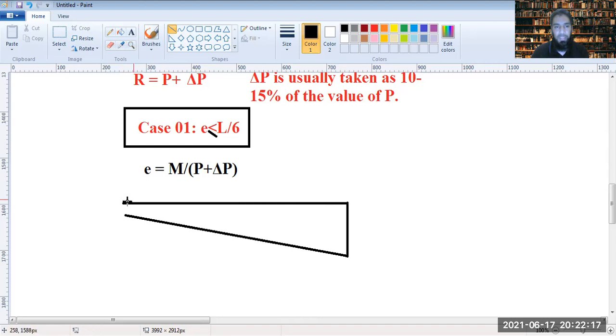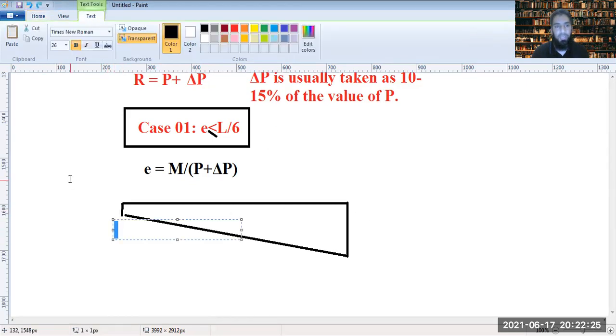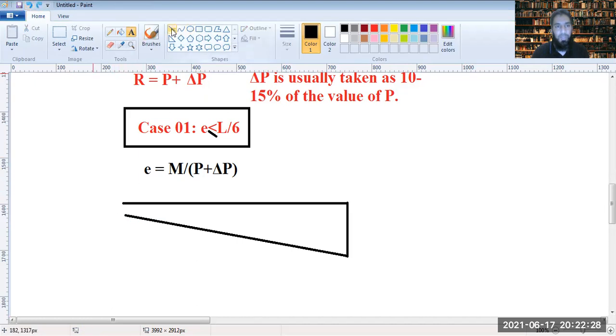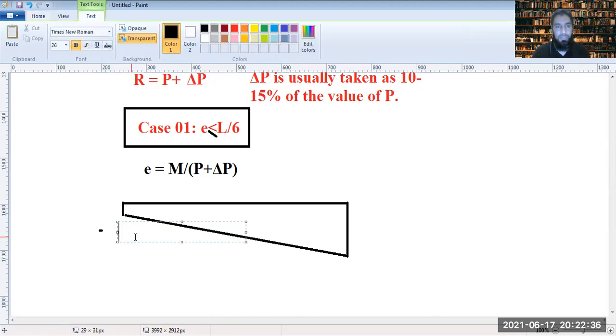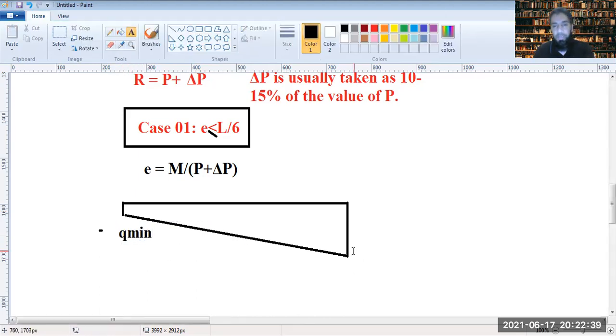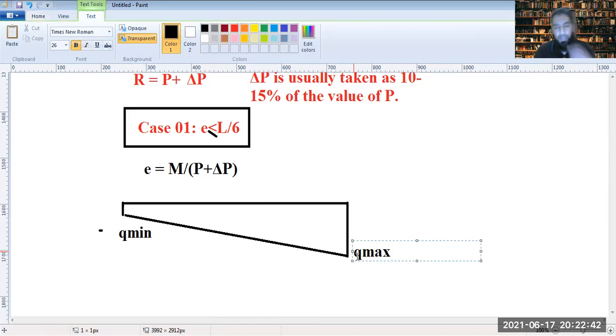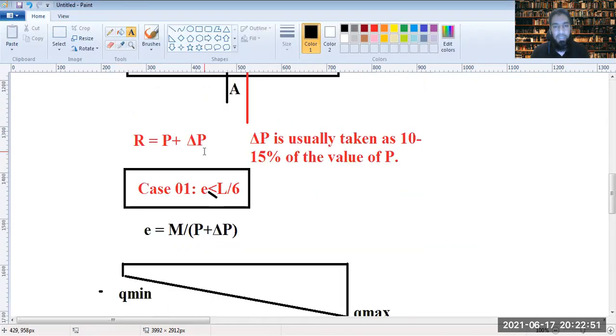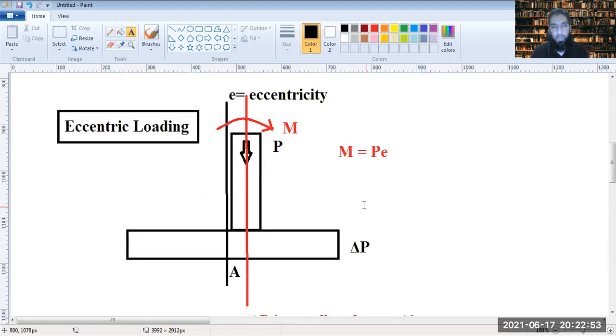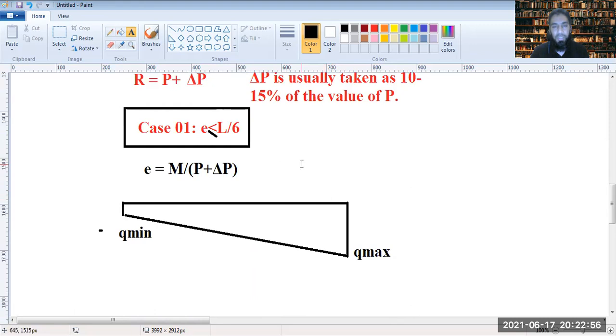So let's have a look at this. This is Q minimum here, and there is a point at which it's Q maximum. There's a point where it's Q minimum, and there's a point where the pressure is Q maximum. Now, it's natural that the Q minimum will be on the opposite side, from where the load is not acting. Because the load is acting more towards this right side, so the stresses will be more towards this side.